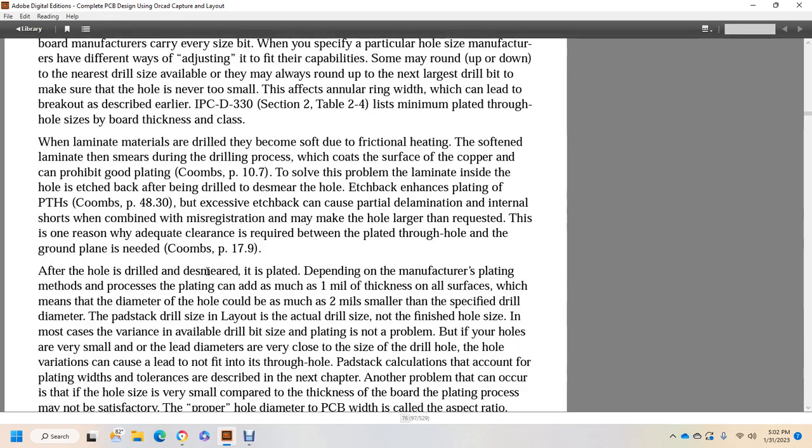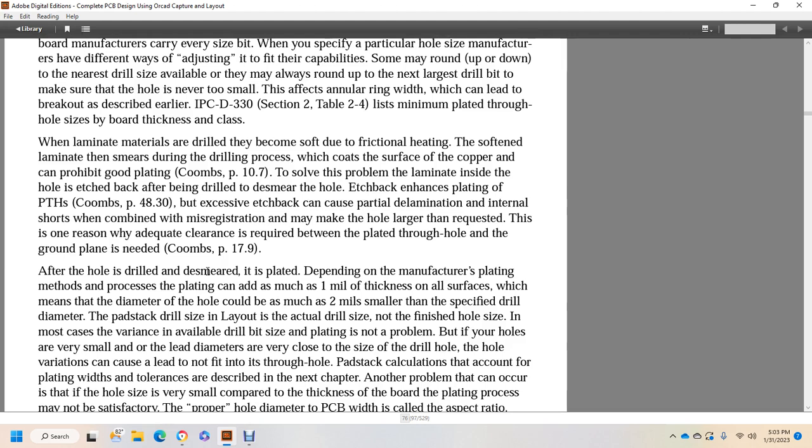When laminate materials are drilled, they become soft due to the friction heat and smear over the surface of the copper, which can prohibit good plating. This is the problem of laminate inside of the hole. If the holes are drilled with smear, etch back enhances the plating of the PTH, plated through holes.